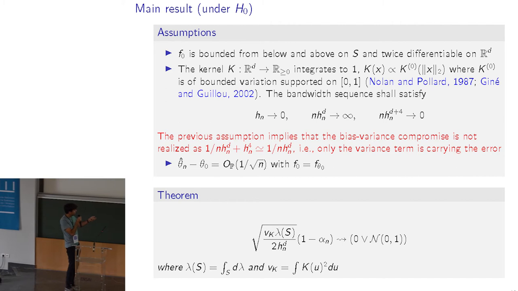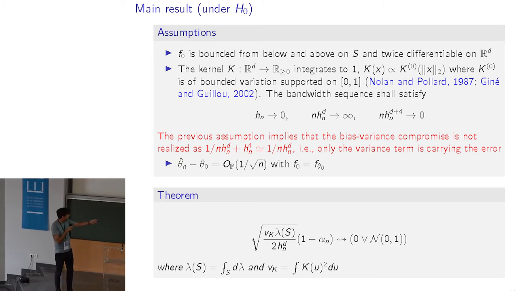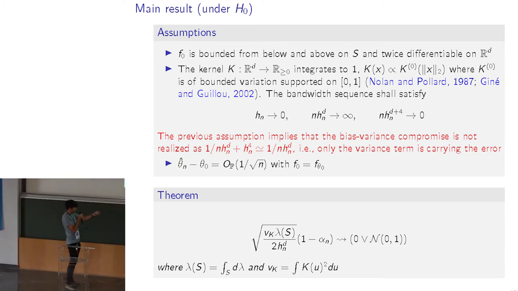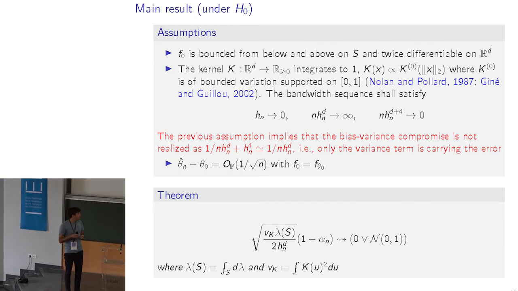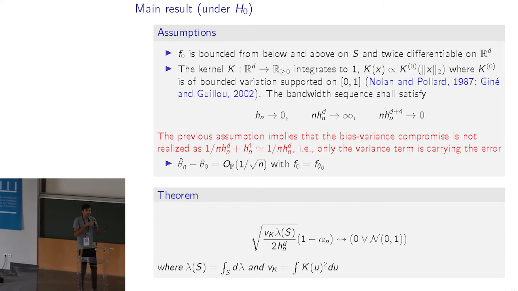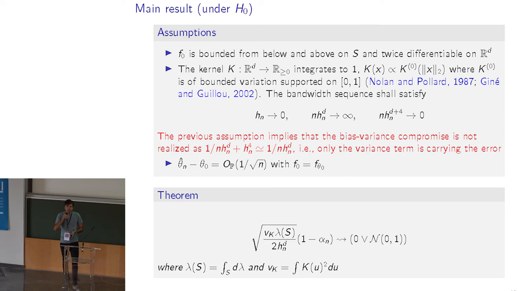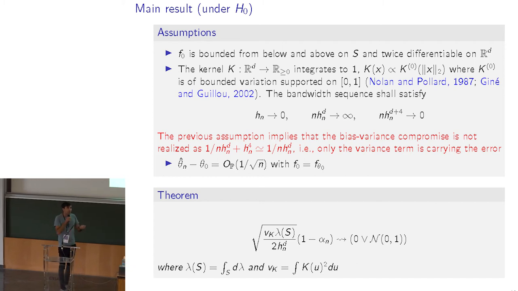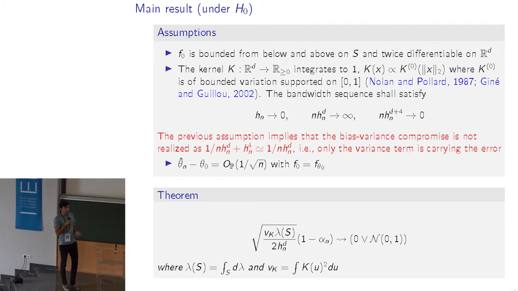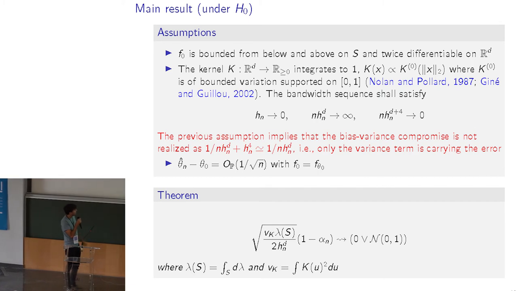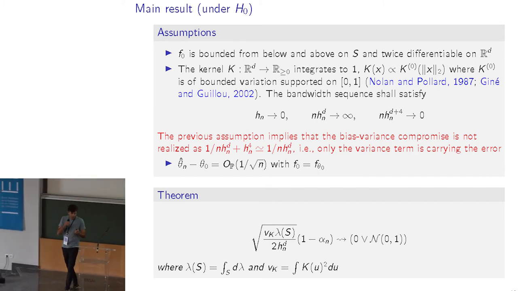And you see there is Vk, which depends only on the kernel. So it's something that you choose, so you have no pain to compute that. And also what appears is the volume of S. It's interesting because it means that if S is getting larger and larger, then it's going to change your rate of convergence. Here in our setup, S is fixed, and this is something you choose, so you can still compute that volume. So everything here is known and computable. It means that we obtain a pivotal statistic for our test.